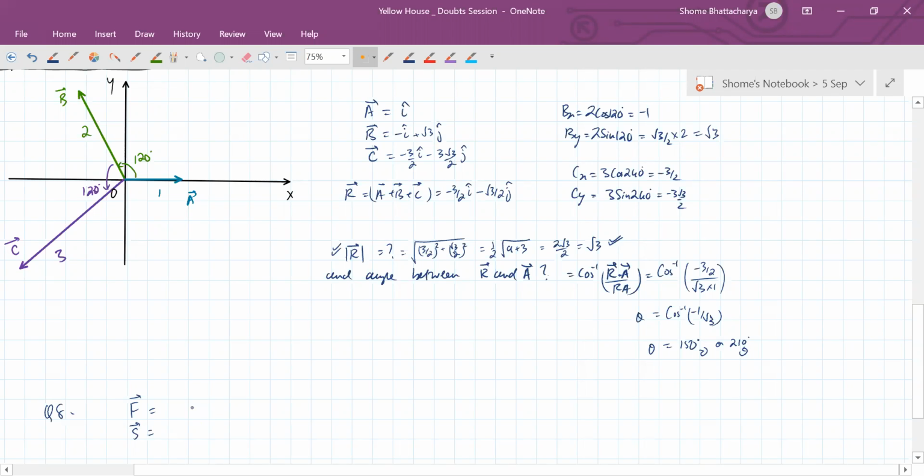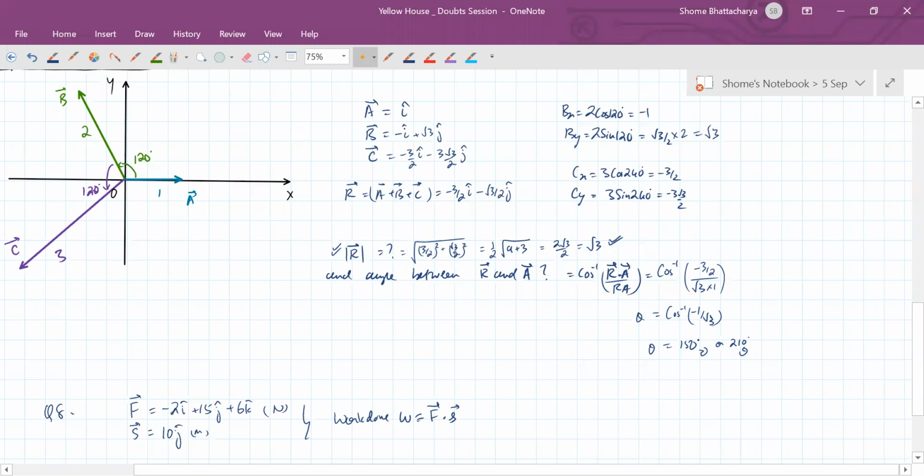The particle is constrained to move along the y-axis through a distance of 10 meters. So the displacement is 10 j cap in meters, and the force is given to us similarly having components: minus 2 i cap plus 15 j cap plus 6 k cap, all in newtons. So the work done by this force, by definition, is F dot S.